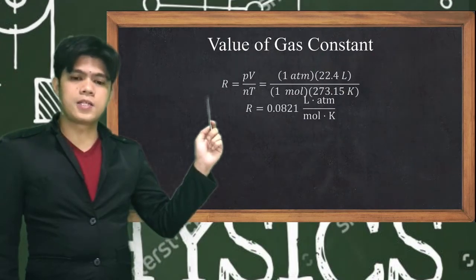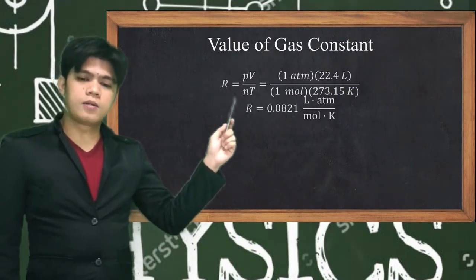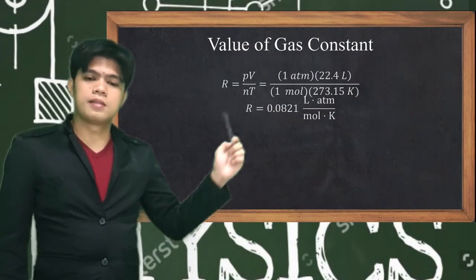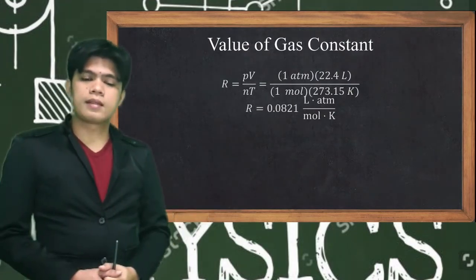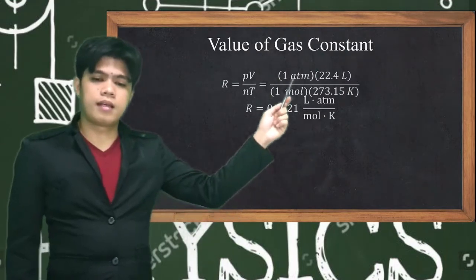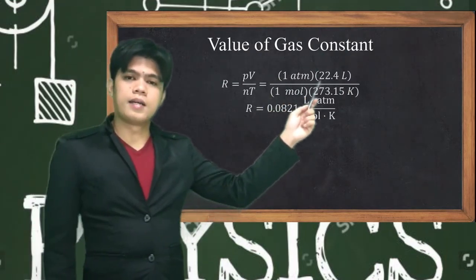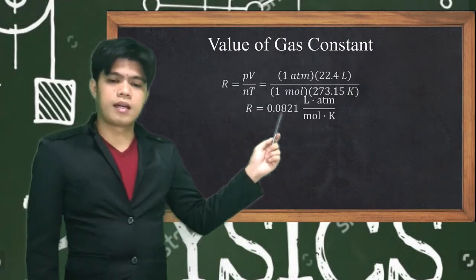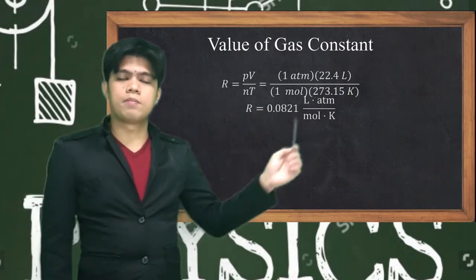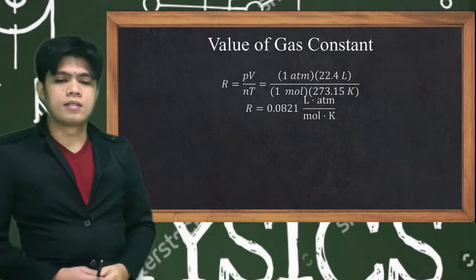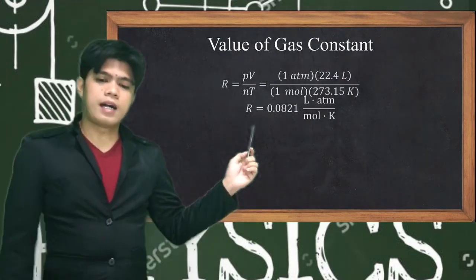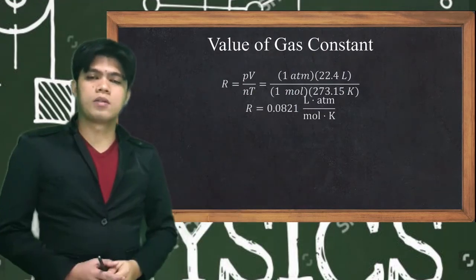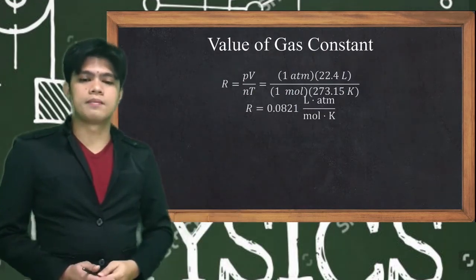Rearranging our equation, R is equal to pressure times volume over moles times temperature. So at STP, we have 1 atmosphere times 22.4 liters over 1 mole times 273.15 Kelvin. So therefore, our gas constant is 0.0821 liter atmosphere per mole Kelvin.